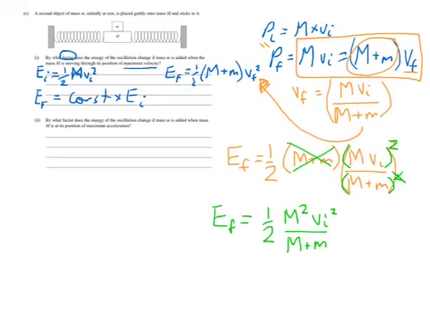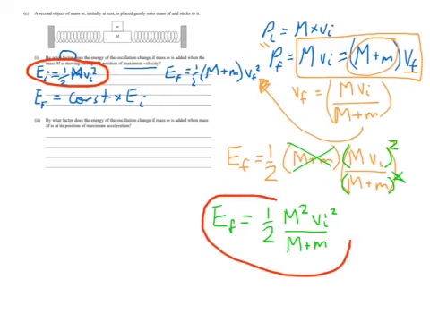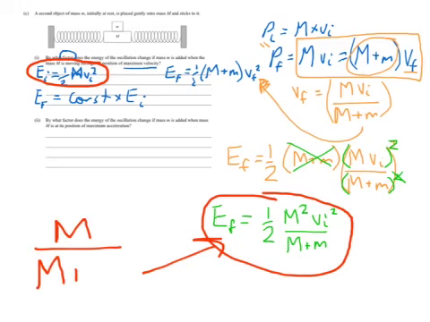Our initial equation was half big M Vi squared. Now we've got half big M squared Vi squared over M plus m. That means there's a factor in this of big M over M plus m, which if we took out of our equation for the final energy, we would see that it equals exactly the initial energy. So this here is the factor by which the energy is changed. And that's that question done.